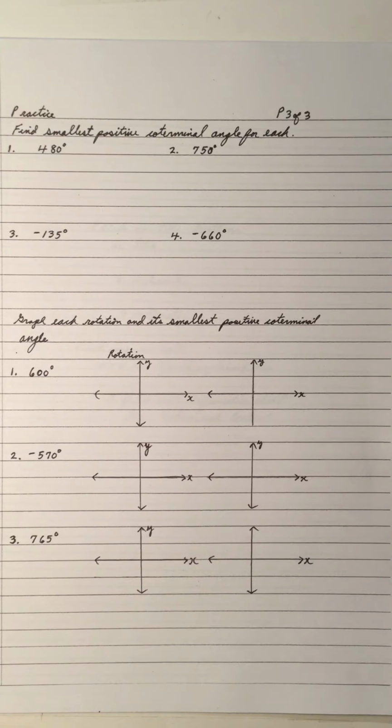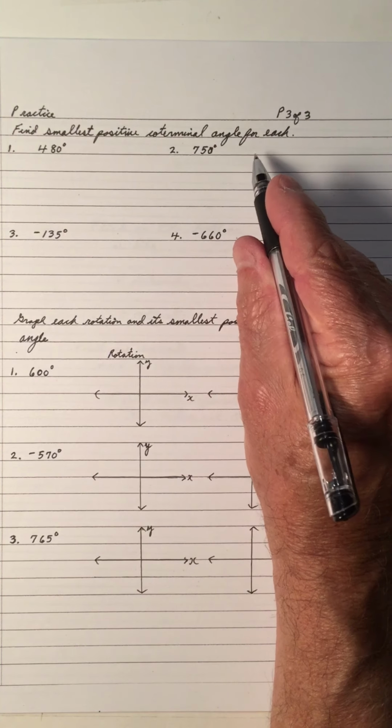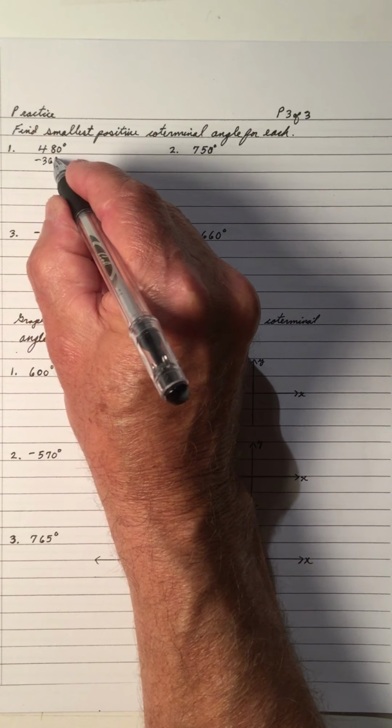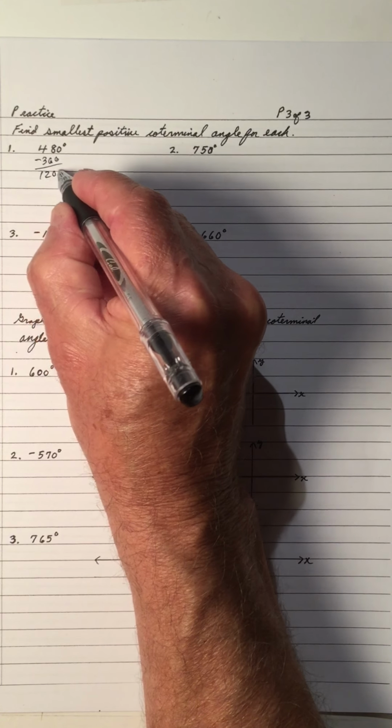Here we go. Find the smallest positive coterminal angle for each. So 480, you're going to take off 360, and you get 120 degrees.